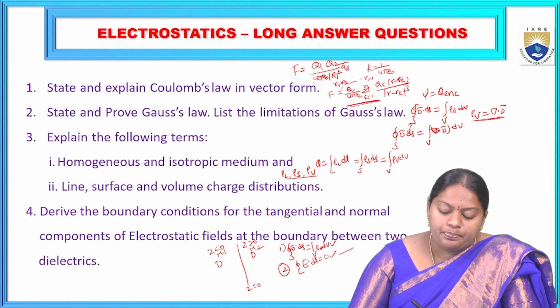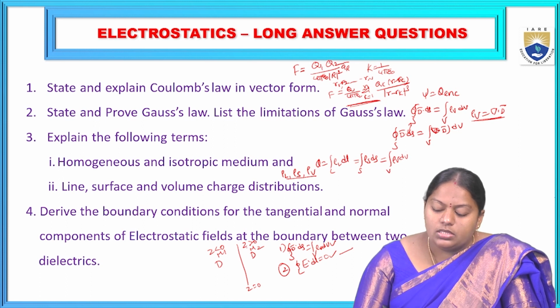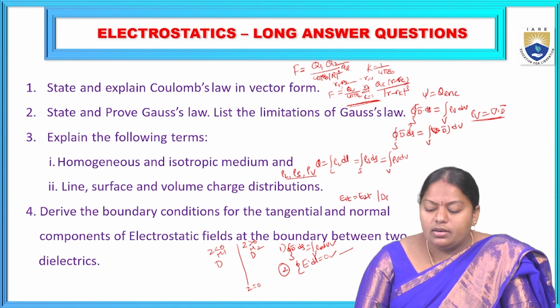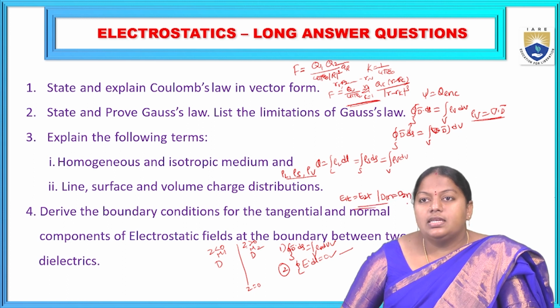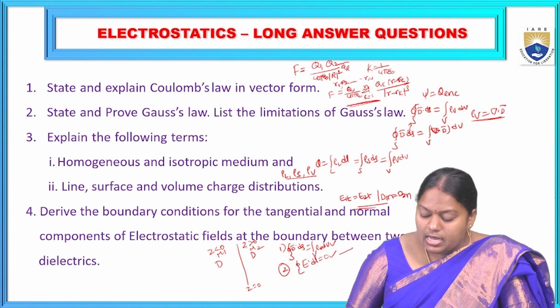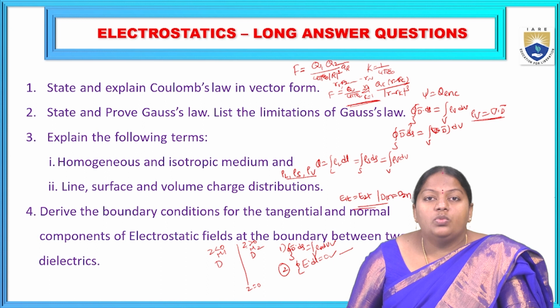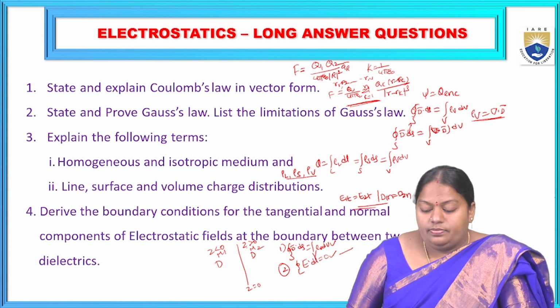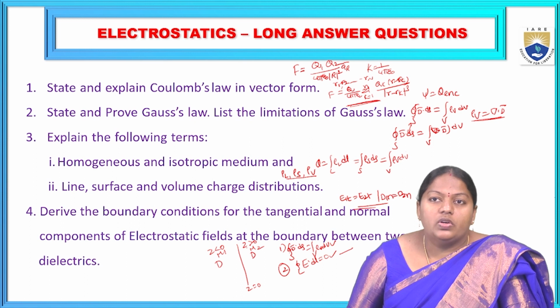Based upon this analogy, we are going to consider two boundary conditions: E1t equal to E2t and D1n equal to D2n. From these two, we can say that the tangential components of E in both medium 1 and medium 2 are continuous across the boundary, and the normal components of the flux densities of medium 1 and medium 2 are continuous across the boundary.